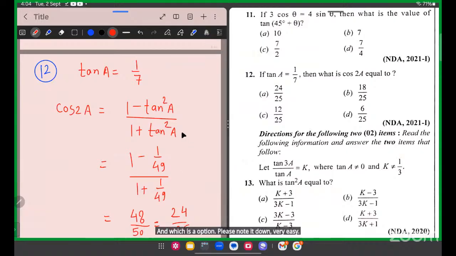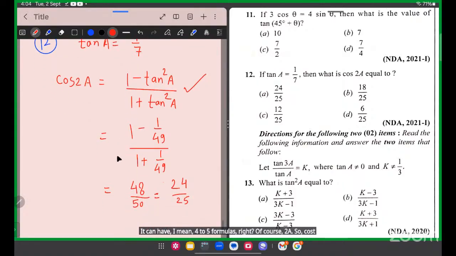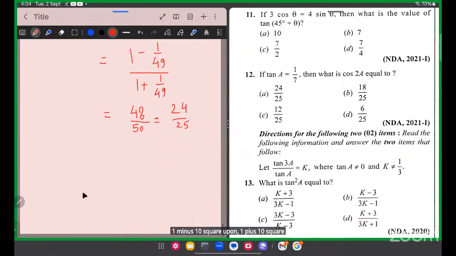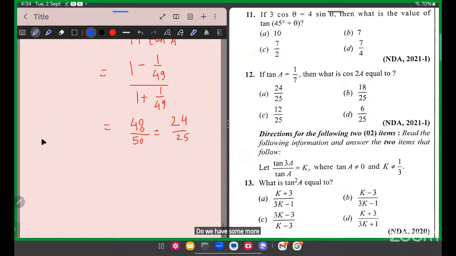So remember these formulae, right? How many formulas? See, cos 2A can have 4 to 5 formulas. So cos 2A is 1 minus tan square A upon 1 plus tan square A. In the same way, we have some more formulas. Let me write it for you.